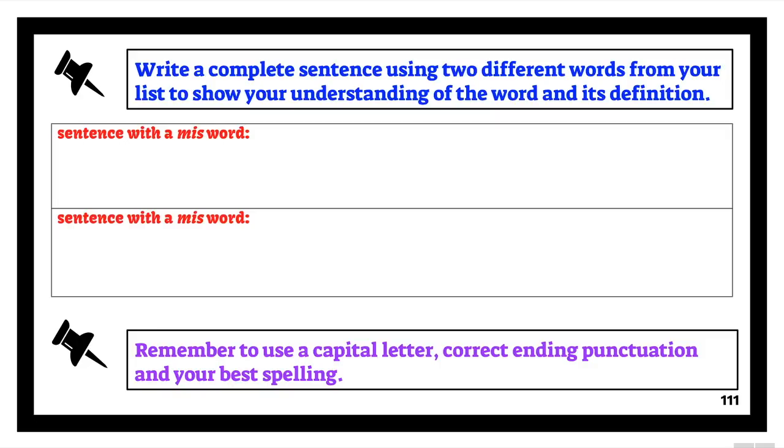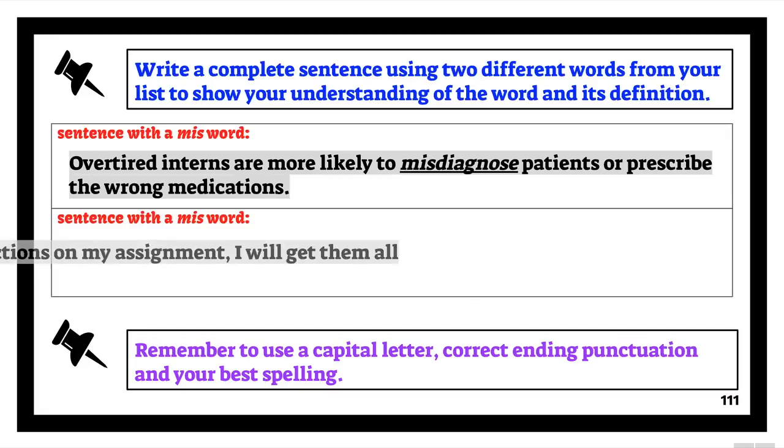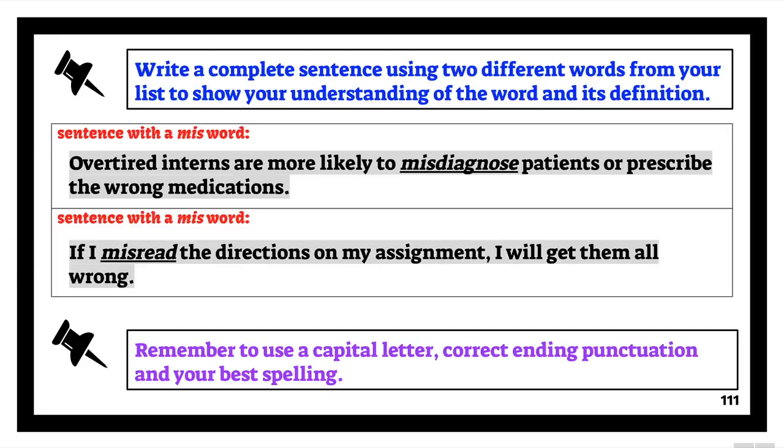Pause the video again. Write your 2 sentences. Be sure to check to see if the sentence shows what the word means rather than just tells. Here are my examples. Overtired interns are more likely to misdiagnose patients or prescribe the wrong medications. And finally, if I misread the directions on my assignment, I will get them all wrong.